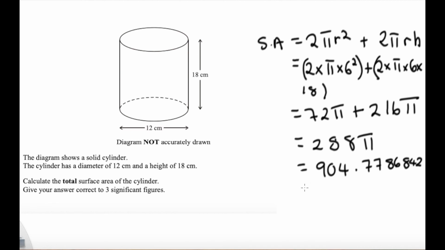And if we simplify this, it will give us 904.7786842. And we have to simplify this to 3 significant figures, which will be 905, because we look at the number after 4, which is 7, and 7 is more than 5, so we add a 1 to 4, which will make it 905. That will be centimeter squared.